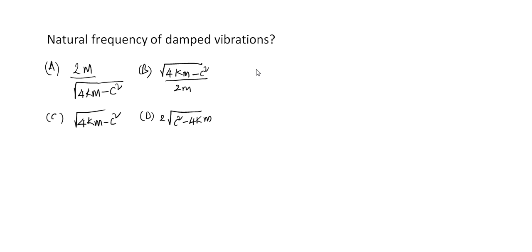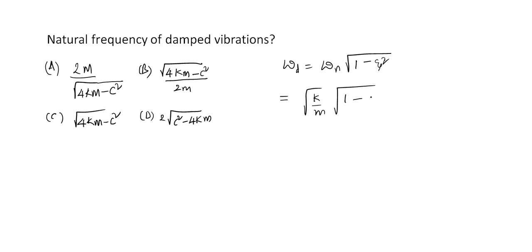Next question is, what is the natural frequency of the damped vibrations? The natural frequency of damped vibrations omega d can be written as omega n into square root of 1 minus zeta square, where zeta is the damping ratio. Omega n is the square root of k by m, into square root of 1 minus C by Cc whole square.